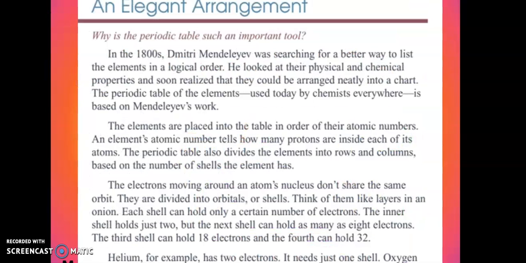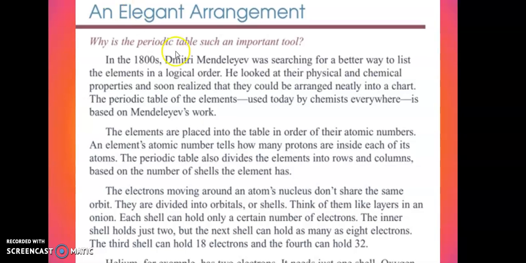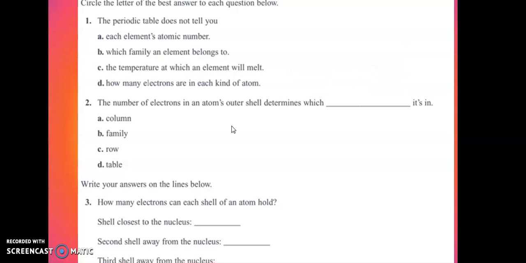Tienen que pensar un poquito. Vamos a definir esos resultados en la clase, en vivo, ¿ok? So, everything is in here. The elements are placed into the table in order of their atomic numbers. Look at this question. For example, question number 1: the periodic table does not tell you. What does the periodic table not tell you?